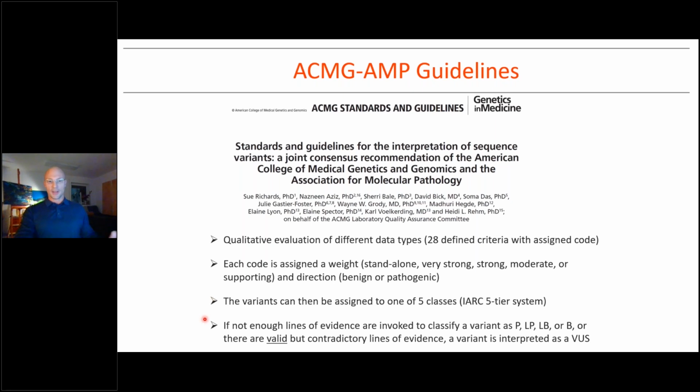And if not enough lines of evidence are invoked to classify a variant, or if there are valid but contradictory lines of evidence, a variant is interpreted as a VUS. This last point often points to low penetrance or reduced penetrance variants, but I will come to this topic later.